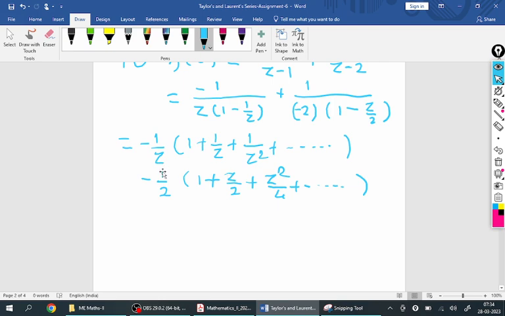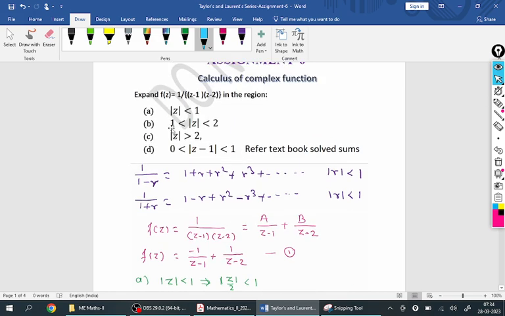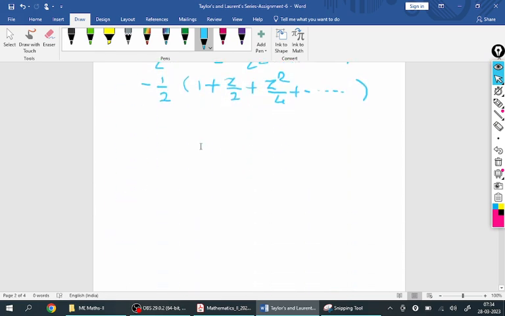So that is about our Laurent series now, because we are getting negative powers of z. So that is about case 2, where we have mod z in between 1 and 2. The third case is mod z greater than 2. So that is about our third case.